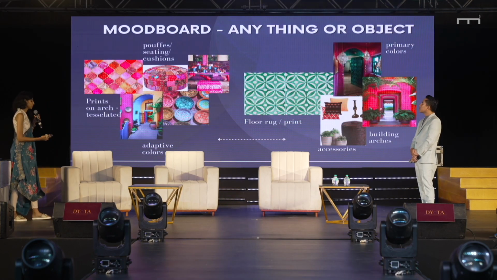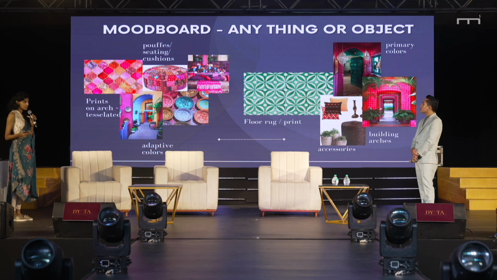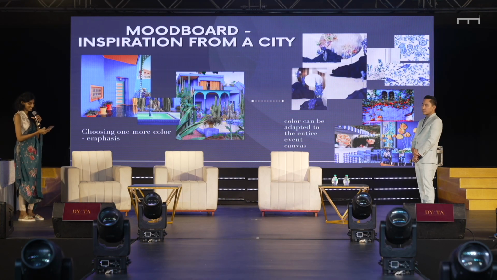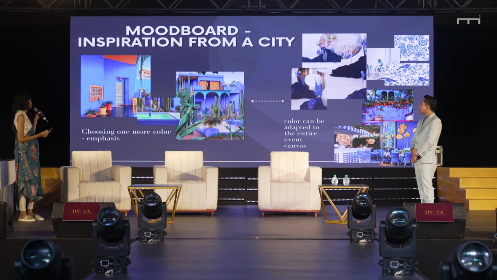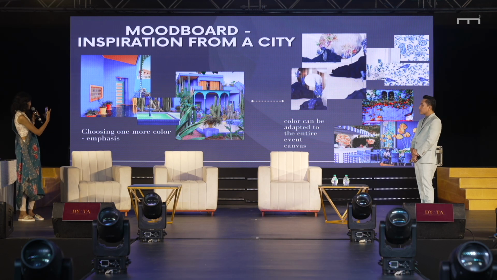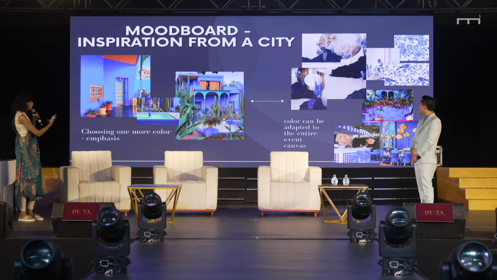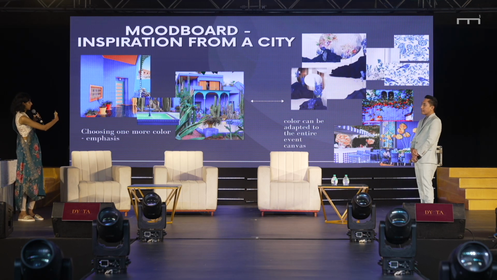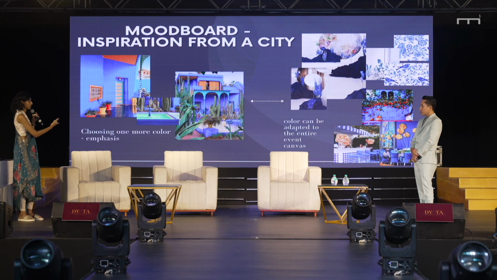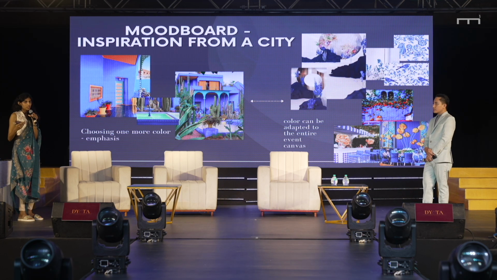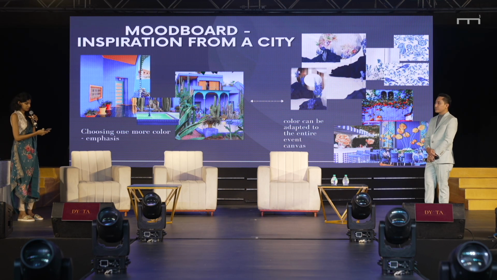So if your inspiration is a city, you can take the shape of the building. You can either choose a particular building in a city that you visited, and use the color as your focus, like you can see, and completely use a different theme for your event. Or you can take the shape of the building and create something else. So it all depends on where the inspiration is coming from, but how you use it creatively.